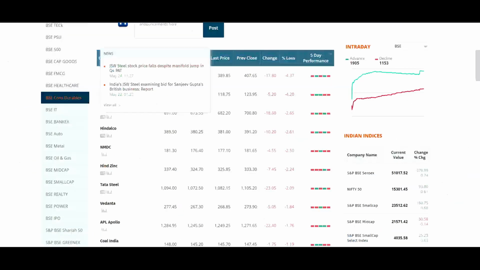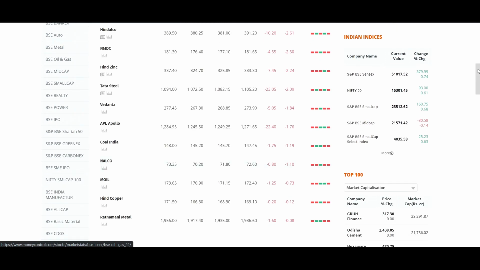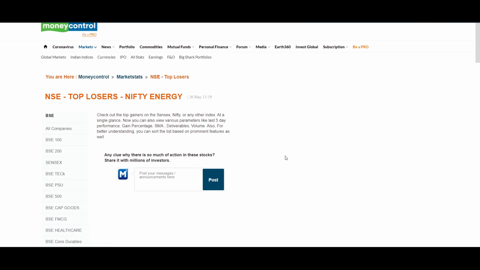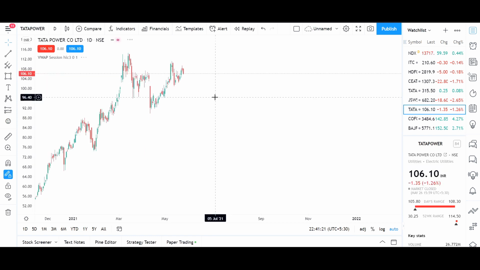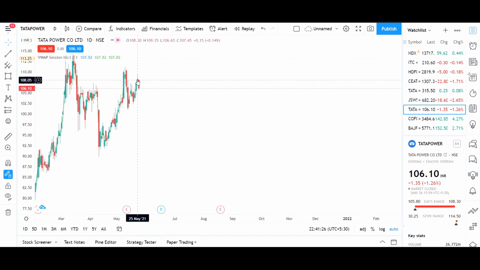The second stock, Nifty Energy. All right, Nifty Energy was bearish. So one stock from one sector I took, and Nifty Energy right here. The majority of the stocks were again bearish today. And the stock which I have taken from this was Tata Power, as you can see. Tata Power right here, right? It was forming a bearish pattern over here.